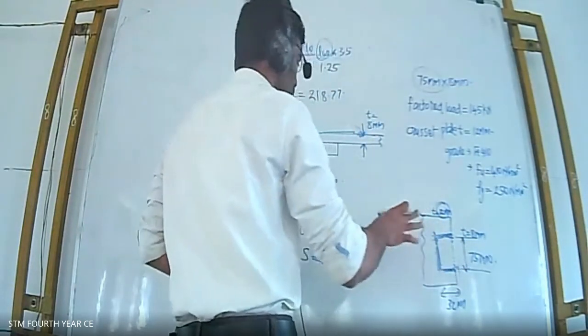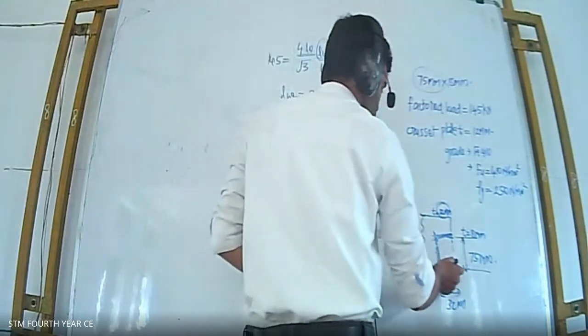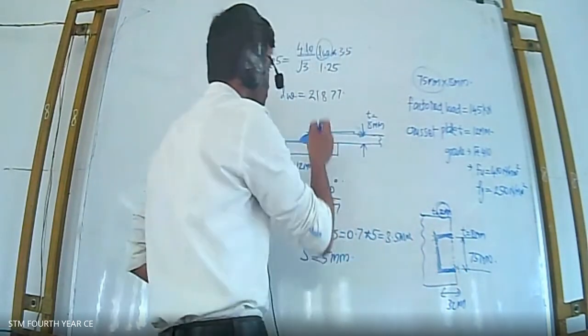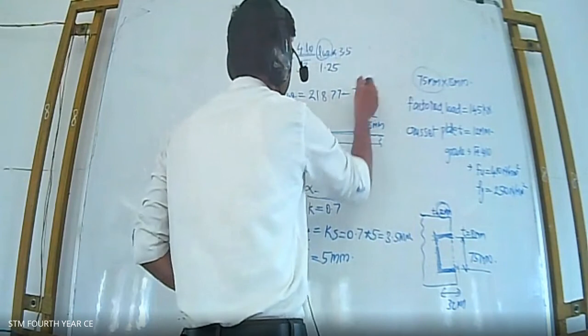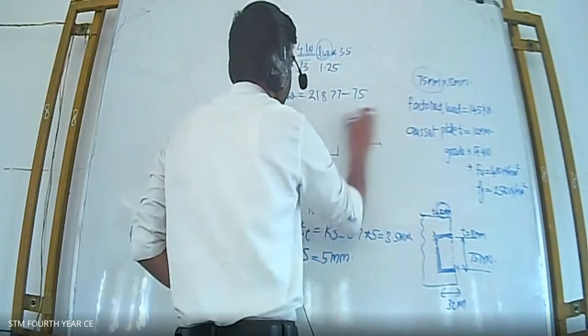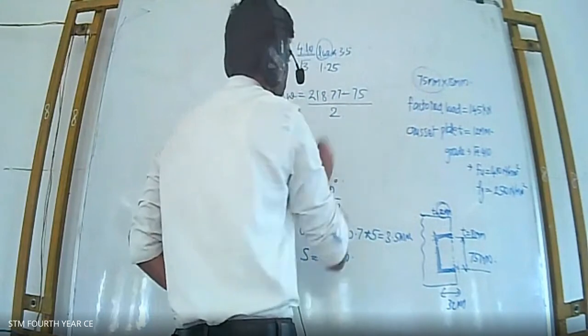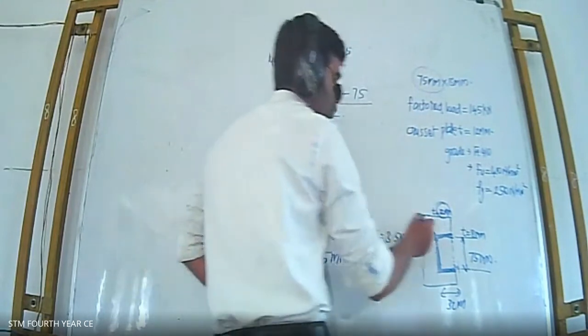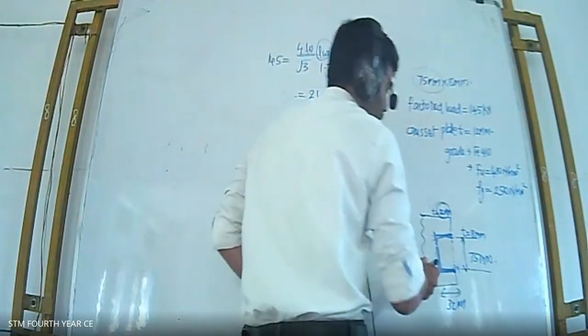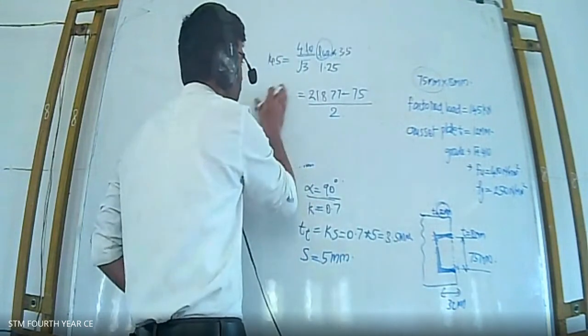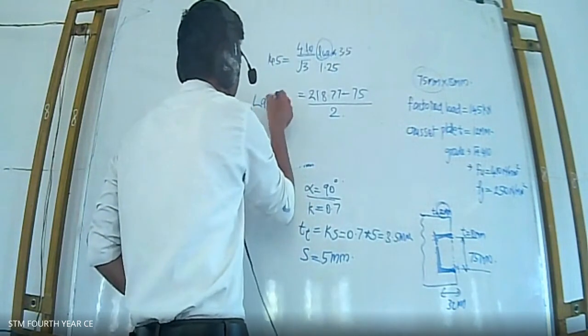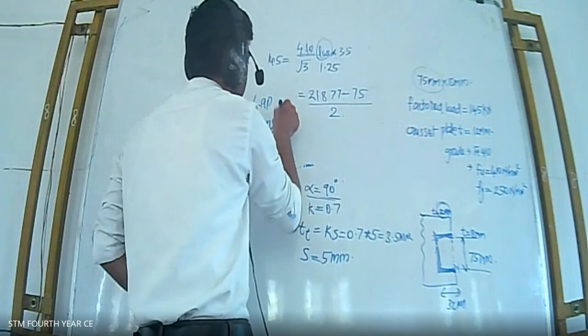So we can increase the value from this 32. So how much you have to increase? You have to minus this 75 from here, and you will get a value, and you have to divide that value by 2 because along these two sides you are providing. So this is the lap length. I hope this concept is clear.